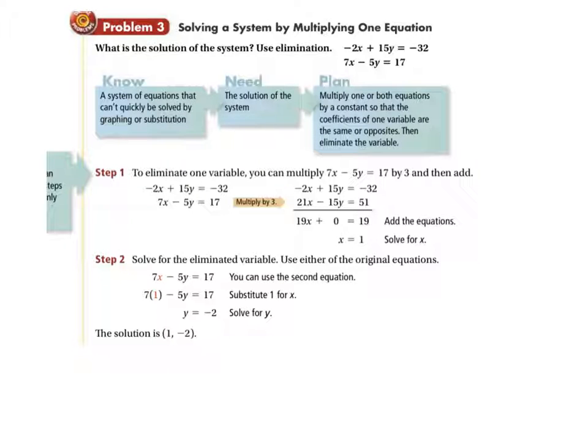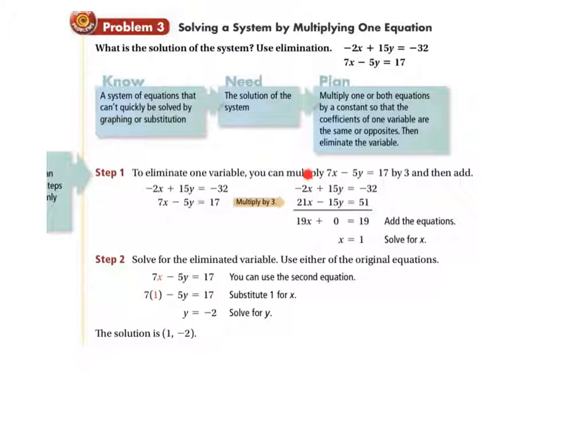So, if I were to do that, follow me down here, we're going to carry across that top one, negative 2x plus 15y equals negative 13. Multiply the second equation by 3. So 7 times 3 is 21. Negative 5 times 3 is negative 15. 17 times 3 is 51. Now I have a 15 and a negative 15.